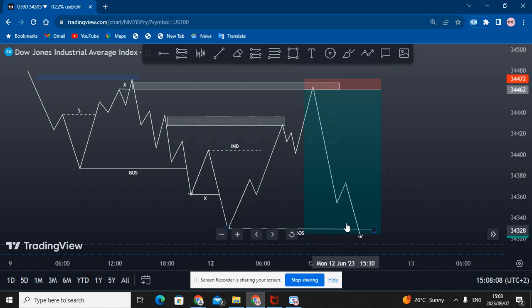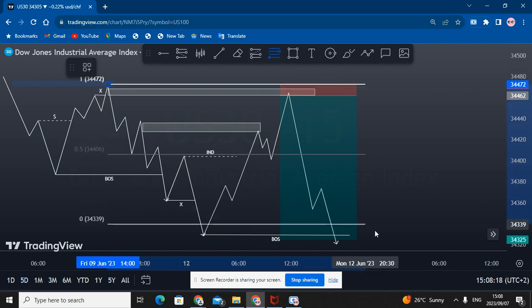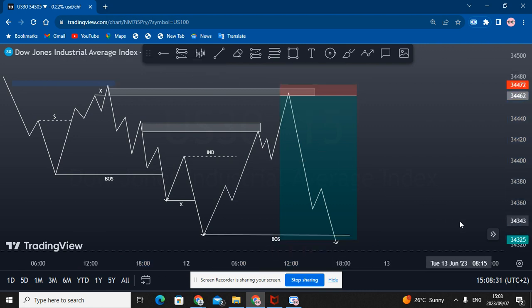The correct break of structure was this one because the market went back and it had a complete pullback. If you take your fib retracement and you place it above your high and your lower low, as you can see, it went above your 50% zone, meaning it was in the sell zone and you were able to take a sell. So this is how you check if your break of structure is correct, and this is how you check if your order block is correct.